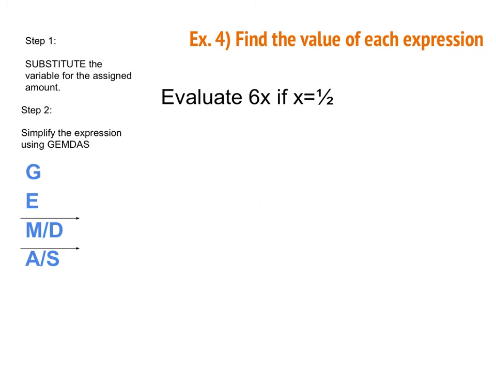This is our last example. We're going to substitute 1/2 in for x. So this is 6 times 1/2. Remember, when the variable is next to the number, that means to multiply. It's kind of like a hidden operation. Okay, so 6 times 1/2, well, that is just 3. And that's it. Good luck.